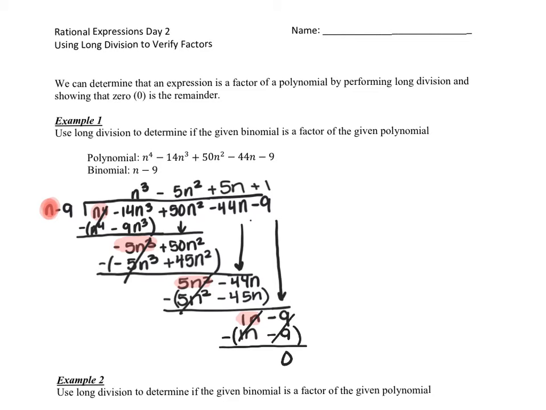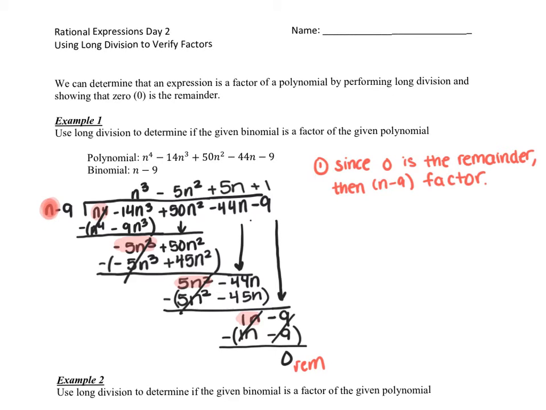The first conclusion is that since 0 is a remainder, that must mean that n minus 9 is a factor. So just to write it nicer, since 0 is a remainder, then n minus 9 must be a factor, right? If we get a remainder of 0, then the binomial that's on the outside will be the factor.